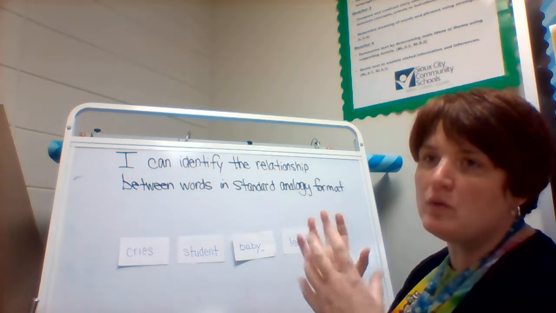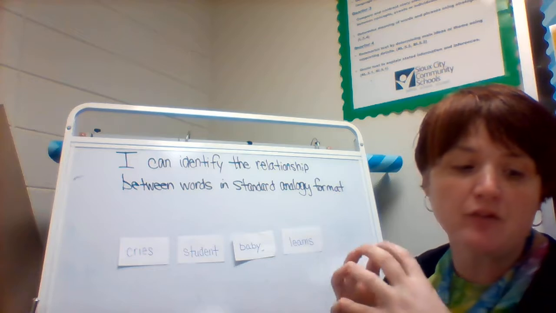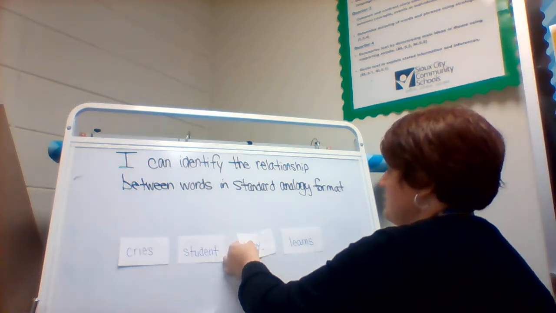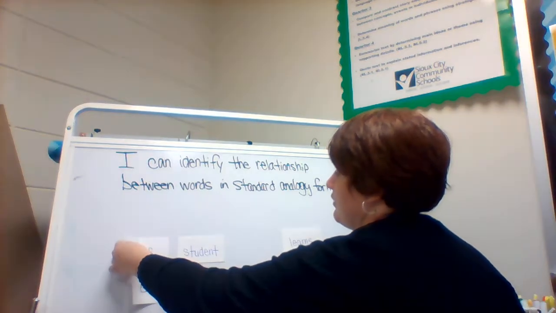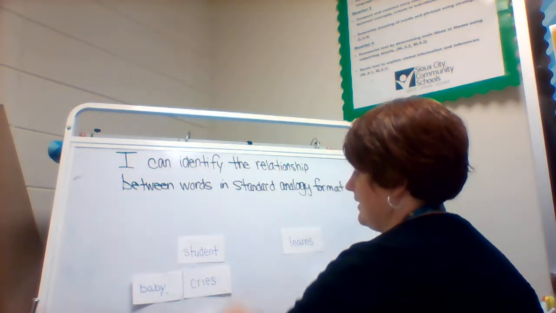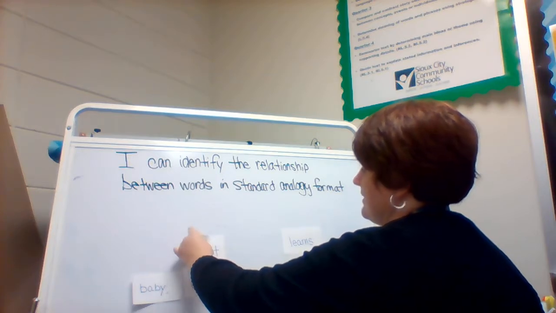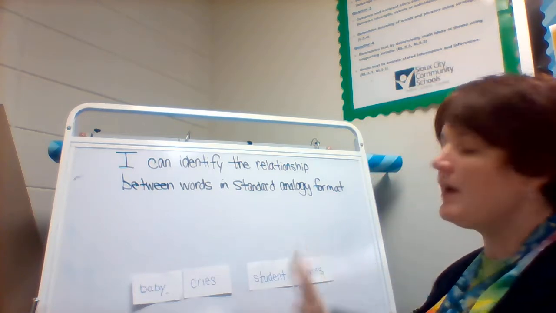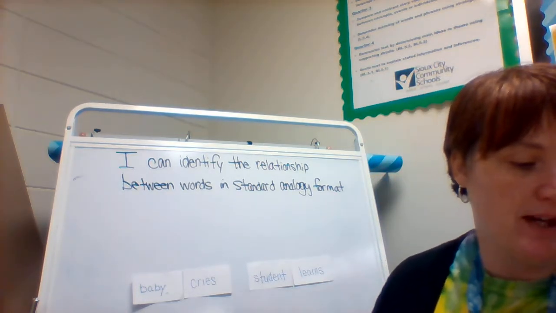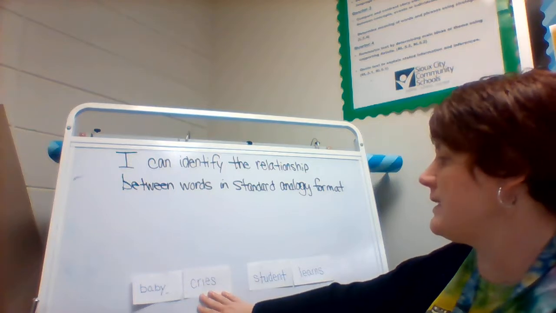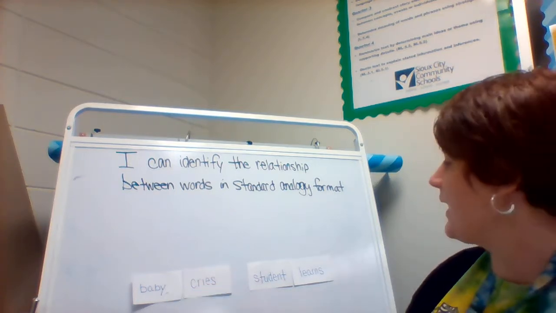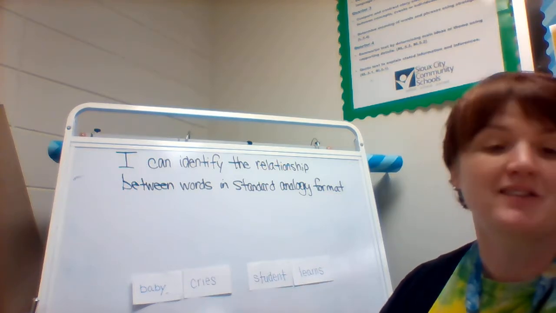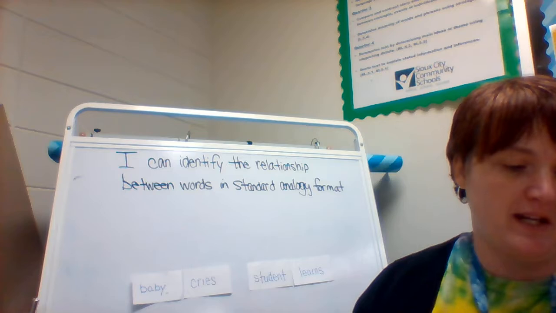I'm going to create pairs of words that are showing how they are compared. So I'm going to put baby with cries, and I'm going to put student with learns. So now we have a relationship here. I put baby and cries together because babies cry. I also put student and learns together because, hopefully, students are learning.